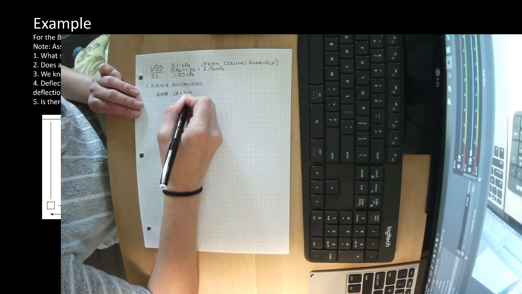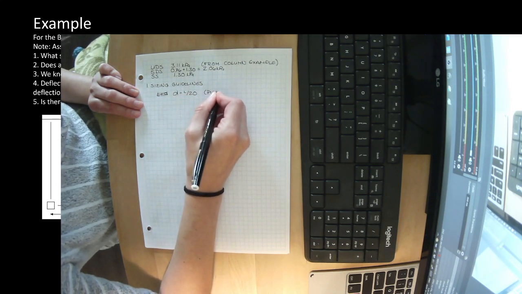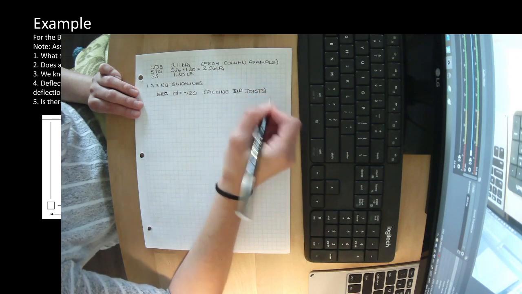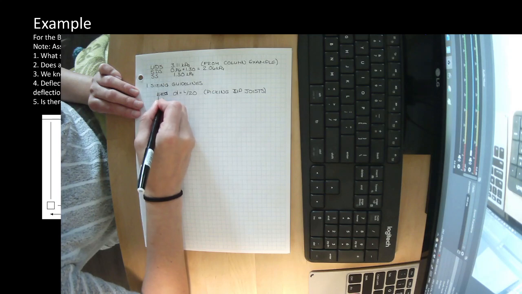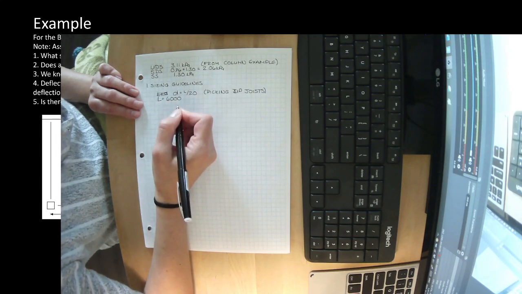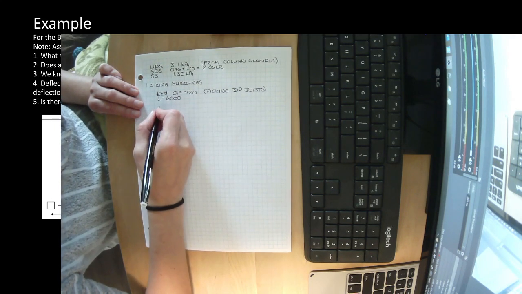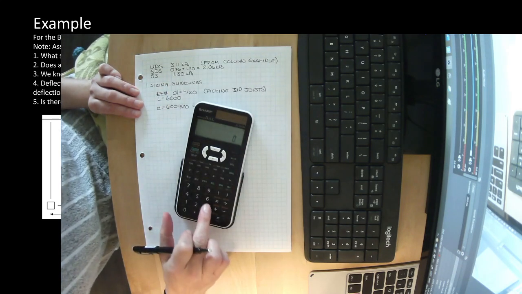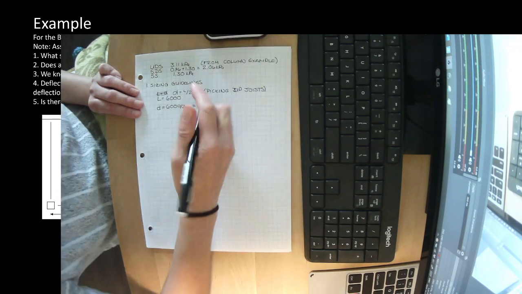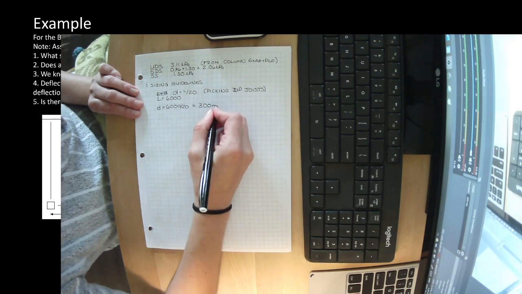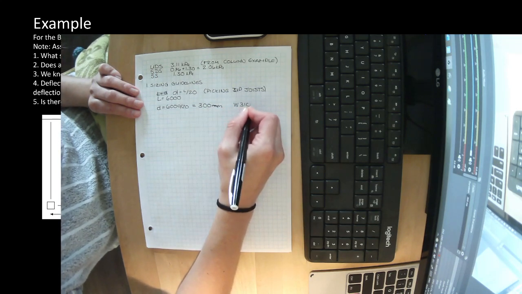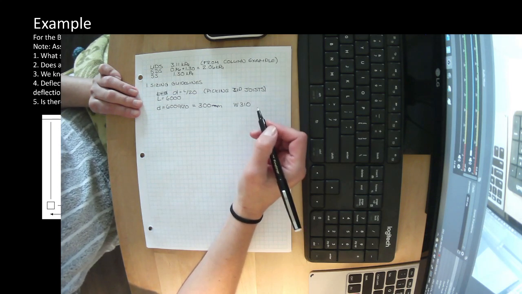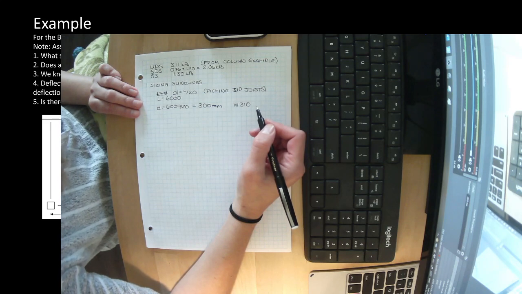D equals L divided by 20. And that seems reasonable because it's picking up joists. We know that the length of our beam is 6 meters. And so we want to know what depth it needs to be for 6,000 divided by 20, or around 300 millimeters. So that tells us that a W310 is probably a good depth beam to be picking. So on our preliminary drawings, we would probably draw a W310 in the very first stages of this design.